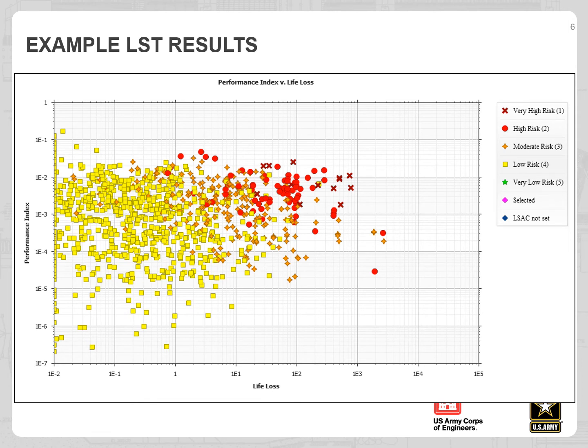Here's an example of various screenings that have been done with the LEVEE screening tool. The y-axis is the annual probability of inundation, and the x-axis is the average life loss. As you can see, as dots move up and to the right, that's higher risk, meaning that the annual probability of inundation is greater and the life loss is greater. As you move down and to the left, you're reducing the annual probability of inundation and also reducing life loss, which indicates lower risk.